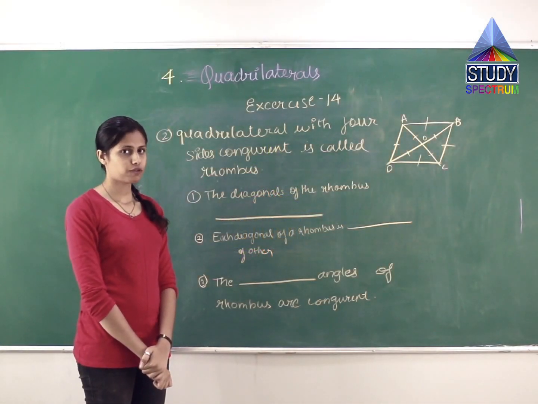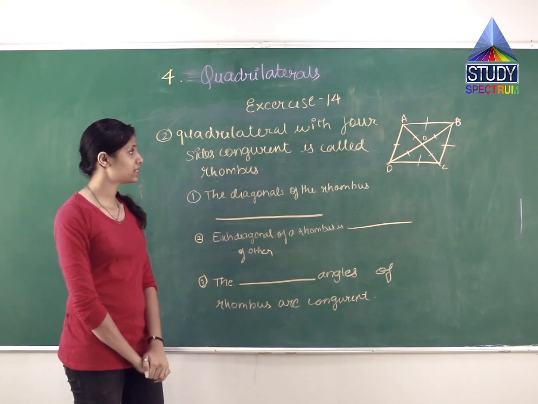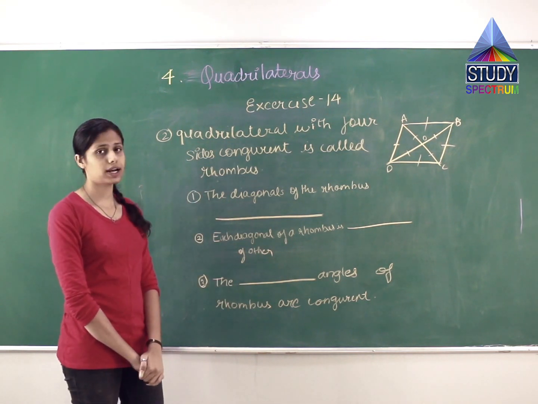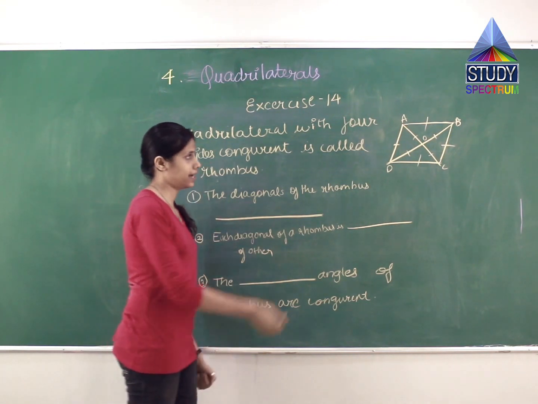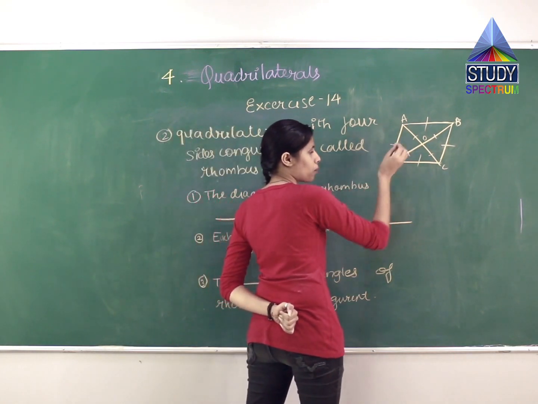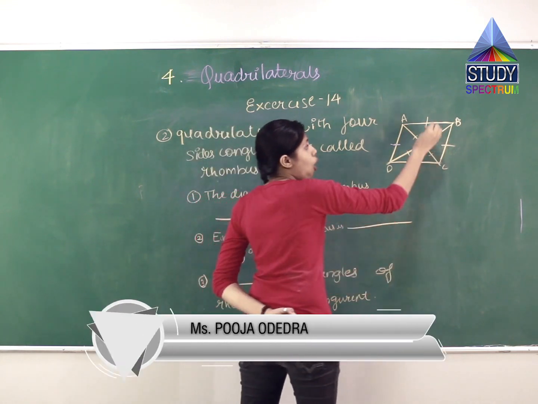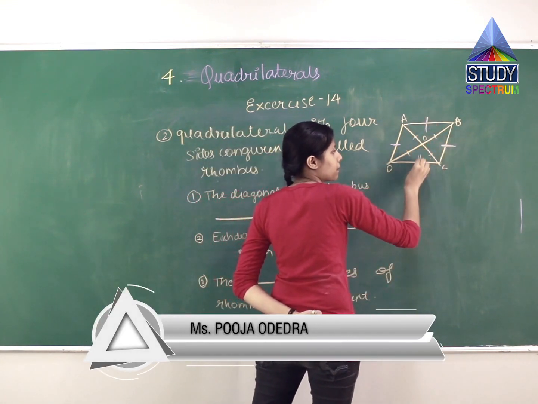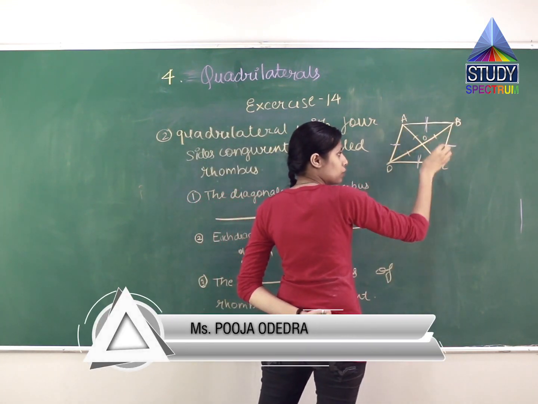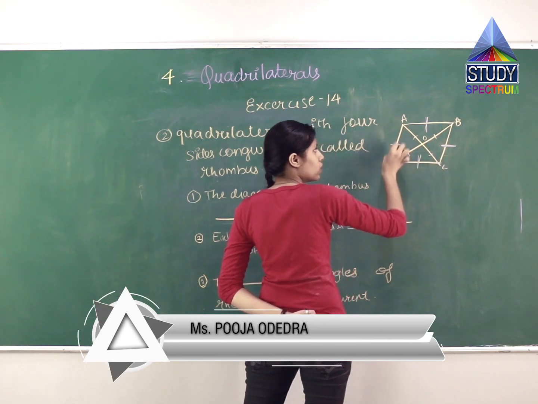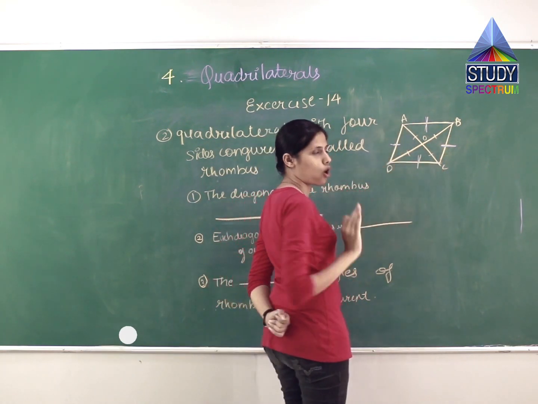Now the second question of our exercise. Quadrilaterals with four congruent sides are called rhombus. As I said, the square and rhombus are similar to each other. The main property of this quadrilateral is that all the sides are the same. AB is equal to BC and CD is equal to AD. All the sides are congruent to each other.